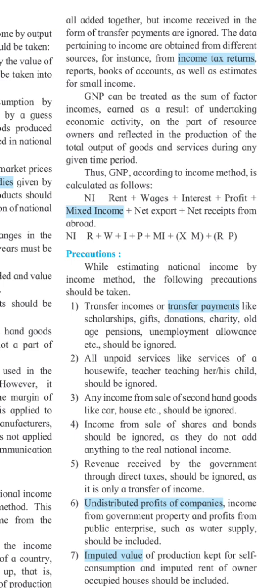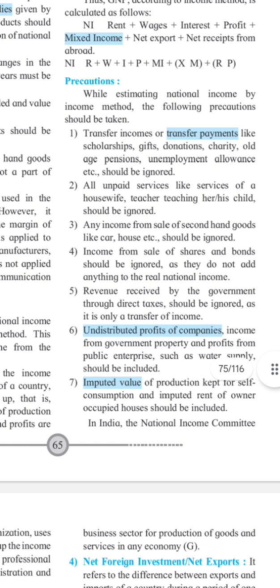Now, what are the precautions while using the income method? First is transfer payments should not be included. Example, scholarship, pensions, donations, unemployment allowance. These payments are received without producing any goods or services. Unpaid services should not be included. Examples, a mother cooking at home, teaching one's own child. These all services are unpaid, so they should not be included.